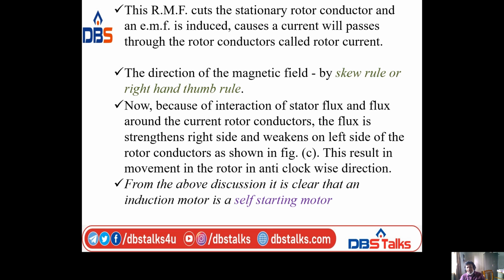The RMF cuts the rotor conductors, and an EMF is induced that causes a current to pass through the rotor conductors, called rotor current. Now the direction of the magnetic field is decided by the right hand thumb rule. Because of the interaction of stator flux and the flux around the current-carrying rotor conductors, the flux strengthens on the right side and weakens on the left side of the rotor conductors, as shown in figure C.